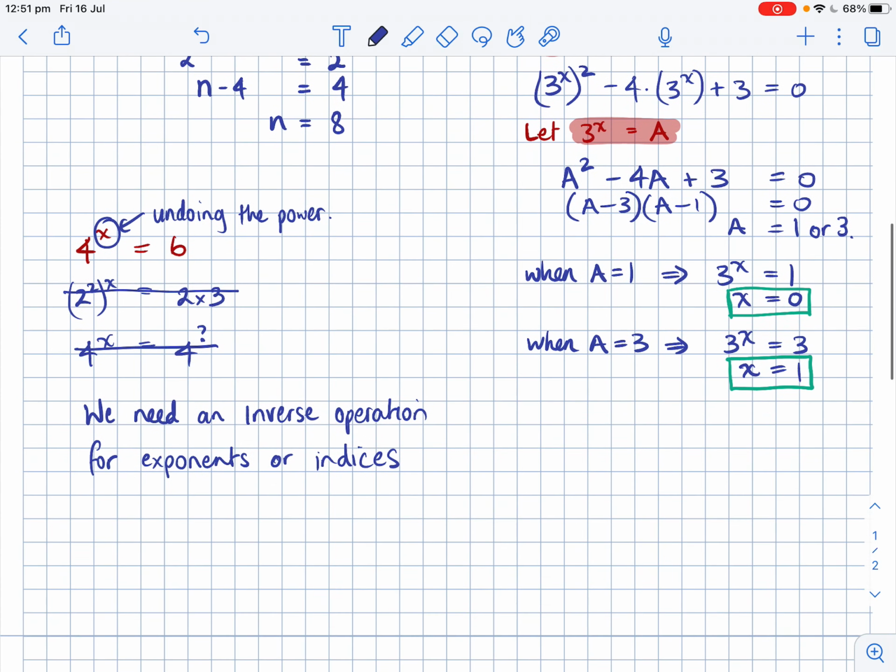Okay, and my inverse operation, so when I say inverse operations, the inverse of plus is minus. The inverse of times is divide. The inverse of squared is the square root. The inverse of a power is a logarithm. So the inverse of exponents are logarithms.